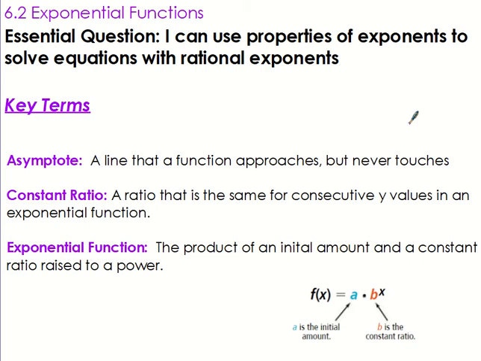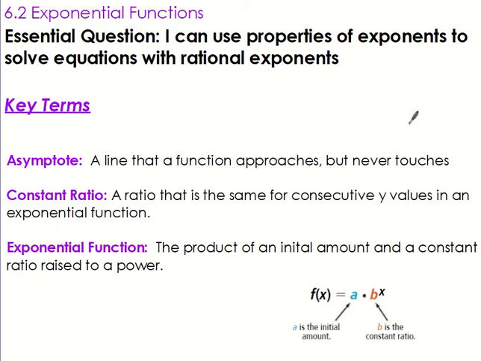So the key terms we're going to talk about and start to look at, the first one's called an asymptote. Okay, so that's how you say that word. It's asymptote. It's a line where a function approaches but never touches. It's an imaginary line that a function gets really close to, but will never touch and will never cross.